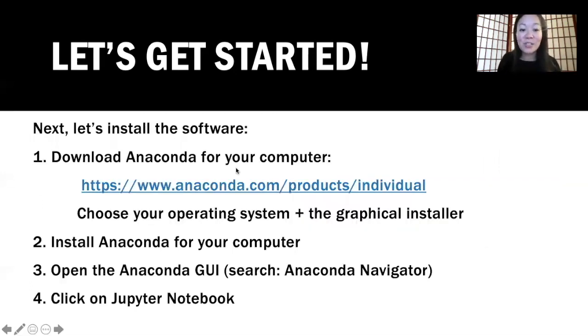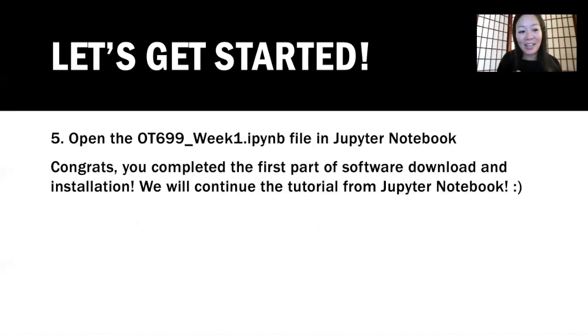All right, the next part is we're going to install the software. Like I said, I'm going to do this live with you. I actually had Anaconda on my system, but I deleted it and uninstalled it so that I could do it again with all of you and show you exactly what this whole process looks like. We'll install Anaconda. We'll open the GUI, which is Anaconda Navigator, and then we will click on Jupyter Notebook. And then within Jupyter Notebook, we will select this OT699 file that we downloaded into our computer. And then we will start typing a few basic commands. So, all right, I'm going to finish this video. In the next video, I will show you the complete download and installation.